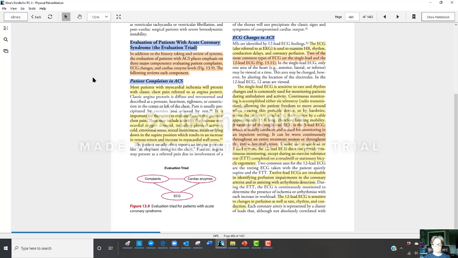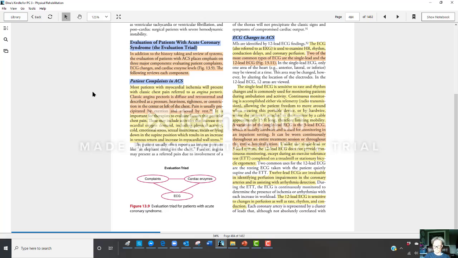It is important for therapists to evaluate factors that provoke chest pain. These may include activities that increase myocardial oxygen demand, including physical activity, cold, emotional stress, sexual intercourse, meals, or lying down in the supine position, which results in an increase in venous return and increase in myocardial wall stress. The patient often reports an intense pressure like an elephant sitting on the chest.